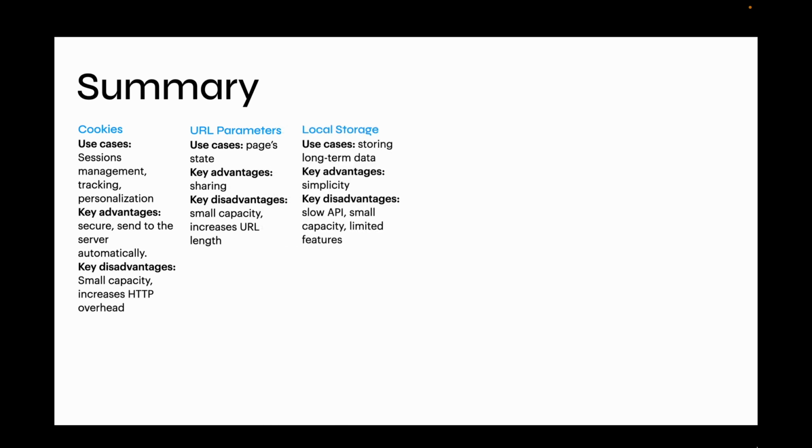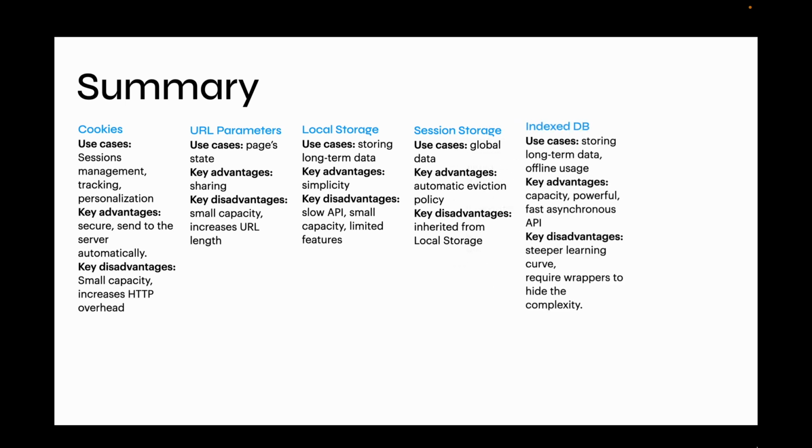Local storage. Use cases: storing long-term data. Key advantages: simplicity. Key disadvantages: slow API, small capacity, and limited features. Session storage. Use cases: global data. Key advantages: automatic eviction policy. Key disadvantages: inherited from local storage.